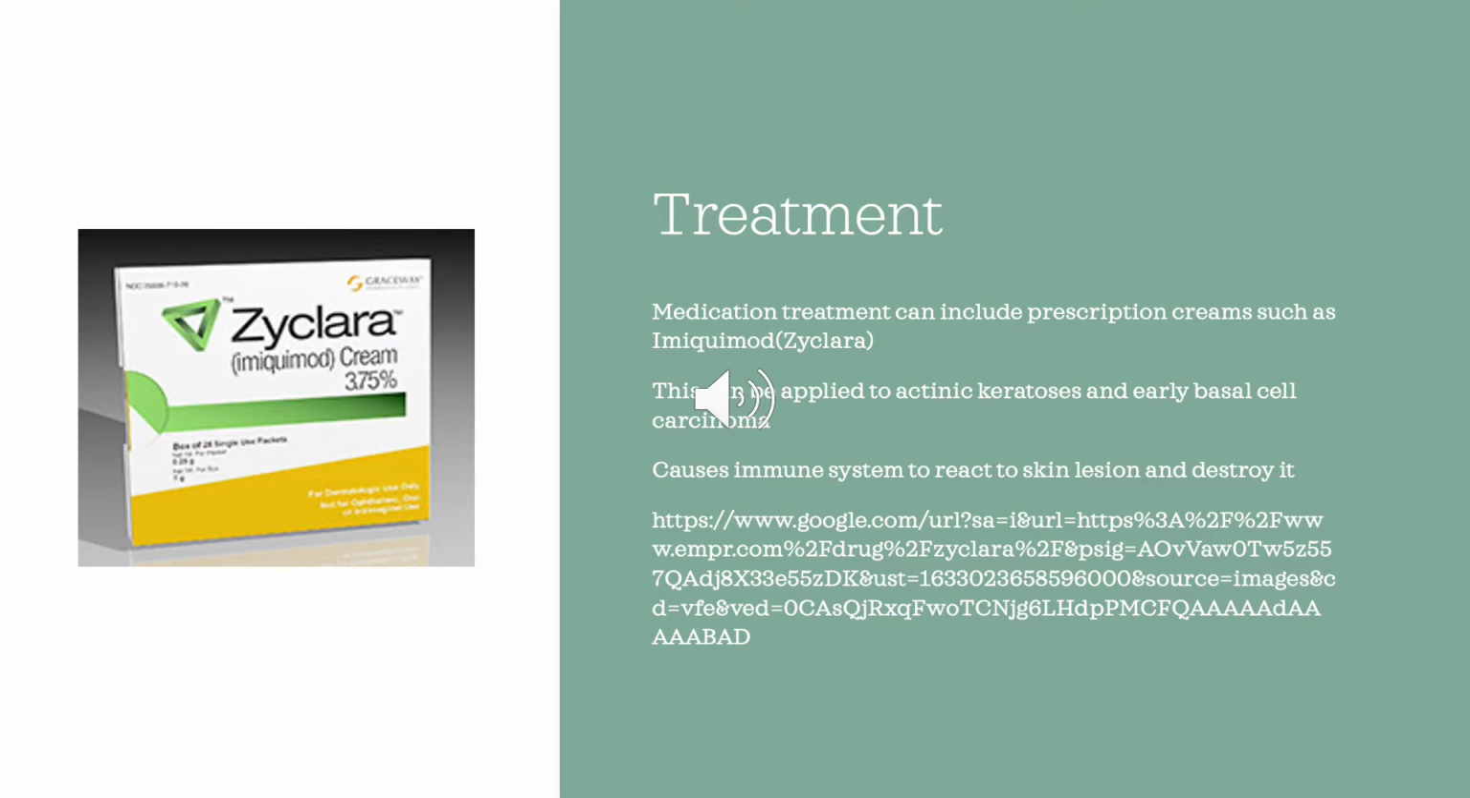So basically that pink bump that we were showing in the previous slide, this is what that would be for, the early stages of the basal cell carcinoma. What it does is it causes the immune system to react to the skin lesion and destroy it. So basically once you put the cream on your skin, it's going to react with your immune system, and that reaction lets it destroy the lesion from within, without damaging the outside.